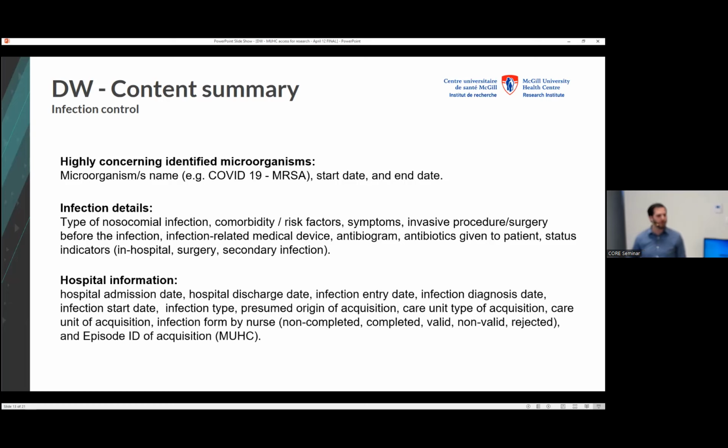We have hospital information about those patients, hospital admission date, and there is some relationship between hospital information and infection. For example, the presumed origin of the acquisition of the infection, the care unit type of acquisition, the care unit of acquisition, the infection form by nurse. The nurse is going to complete a form that, at the end, we're going to collect as data, and the form is either completed or not, valid, non-valid, or rejected. And if it's an infection that occurred at the MUHC, we're going to have the episode ID of the acquisition.